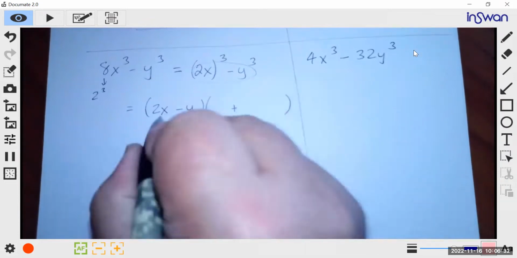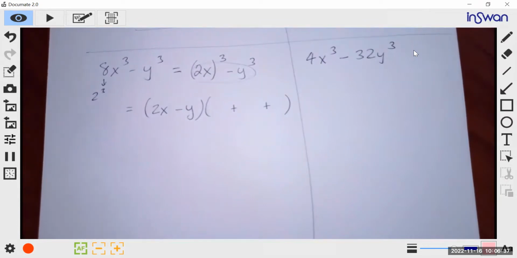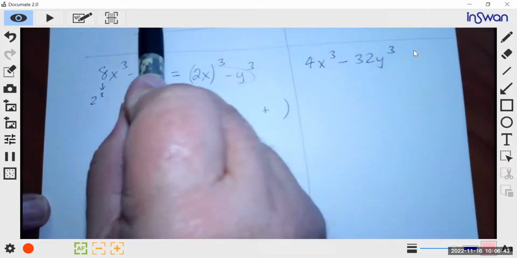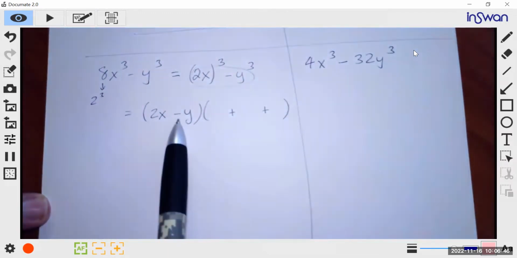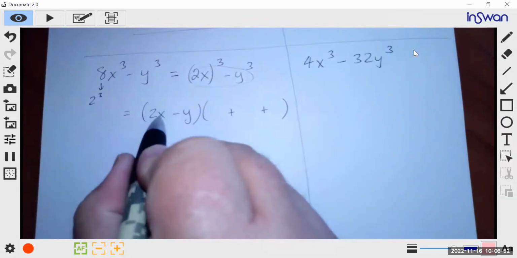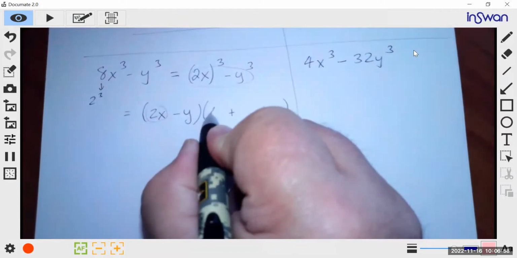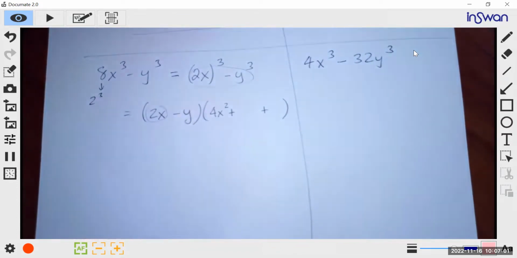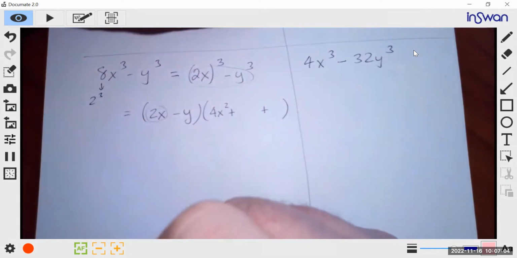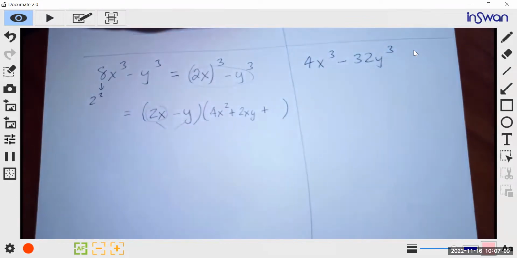Remember the second one, since in the cubic ones, you have to have one minus and two plus signs in your final factor. There's a minus, so the others are pluses. And the second one's always plus. The first term is this term squared. So 2x squared is 4x squared. Two times y times 2x is 4xy, plus y squared. And there you have it.